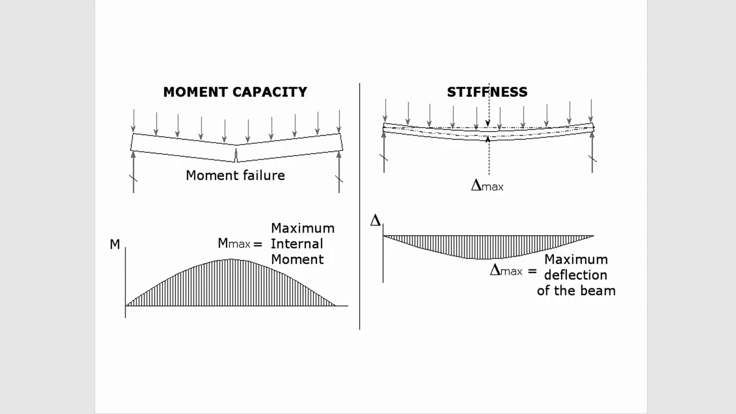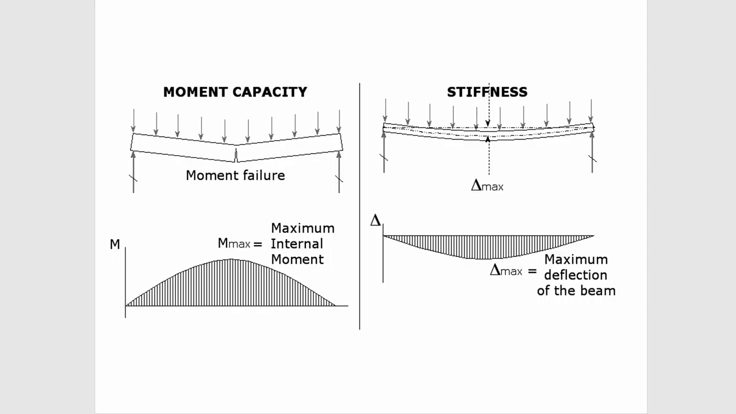But we did make the point in a previous video that stiffness, which is based on deflection under live load, is a single step sizing procedure. So it does not have to be done iteratively. It's a simple procedure because of the fact that it's not iterative.